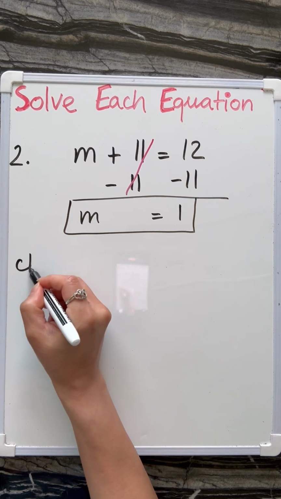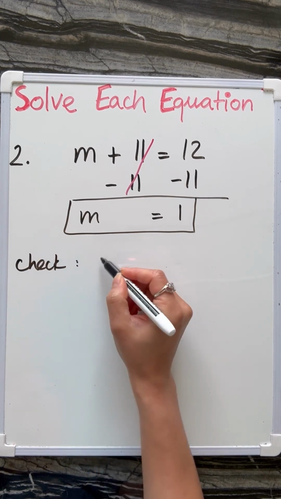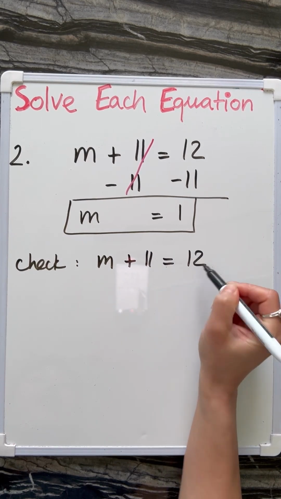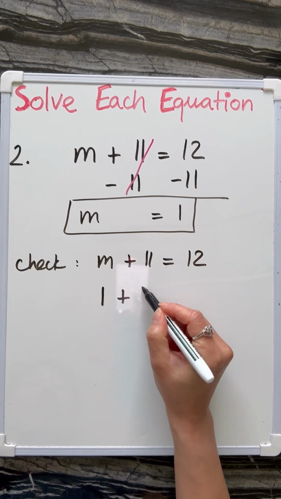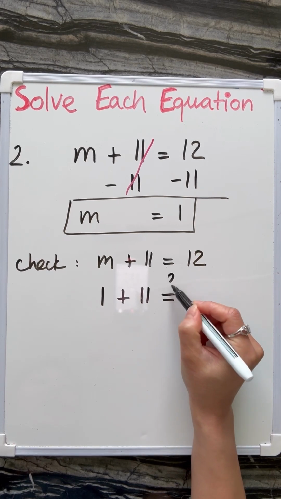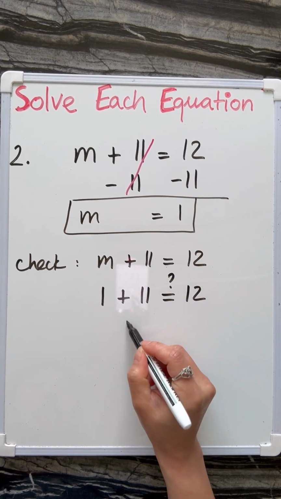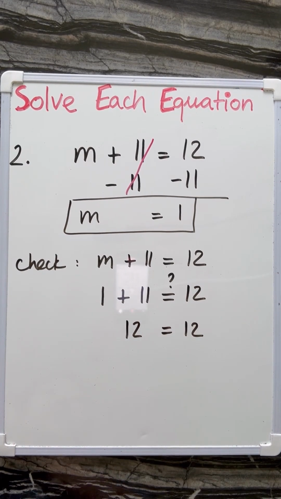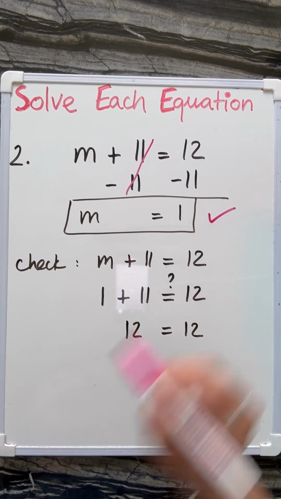Let's check. m plus 11 equals 12. 1 plus 11, is it equal to 12? 12 equals 12. So yes, our answer is correct.